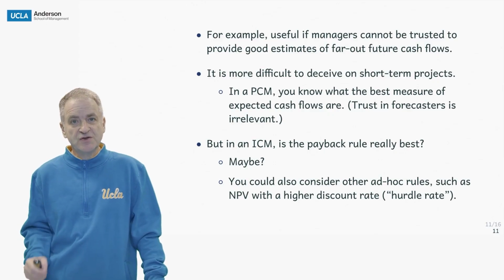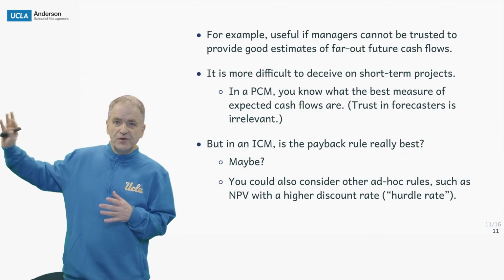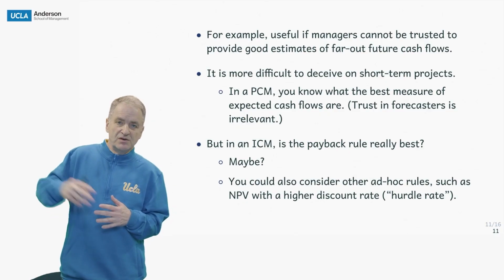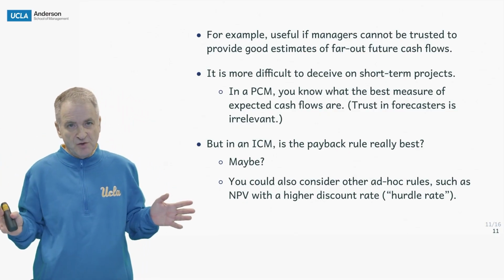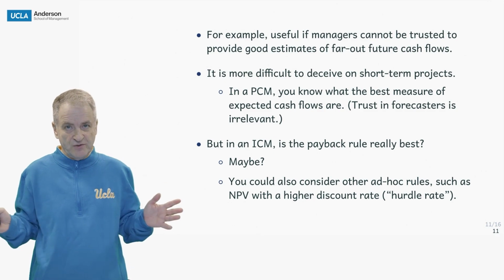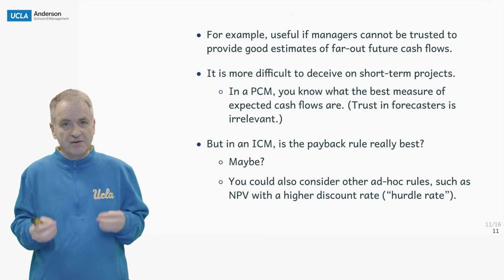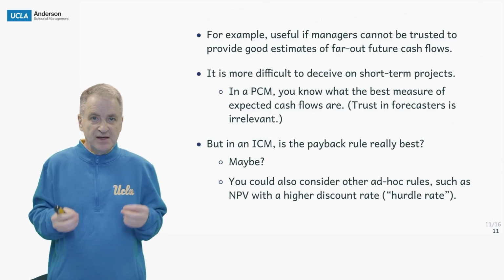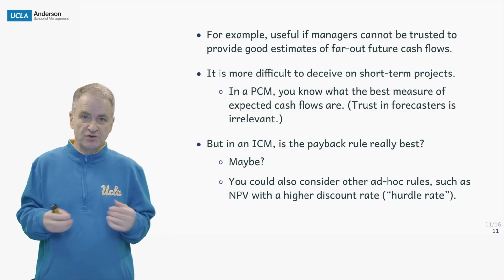If you cannot trust your managers to provide a good estimate for far future cash flows, say for a nuclear power plant which will only be done in 10 years, and they always run over budget, typically 3 times over budget, then having a project, a reactor, that pays back money sooner can be better. It's more difficult to deceive on short-term projects.